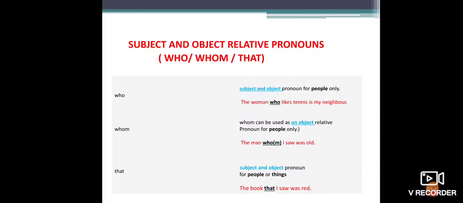The final relative pronoun here is that. We use that as a subject or an object relative pronoun for people or things. In other words, I can replace who or whom with that, but not vice versa. Look at the example. The book that I saw was read.